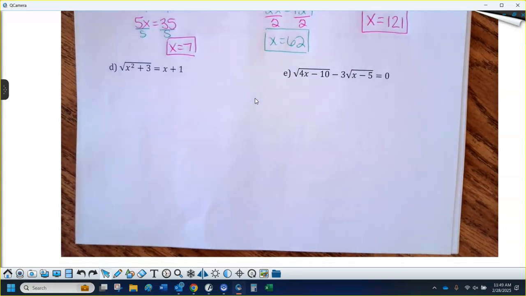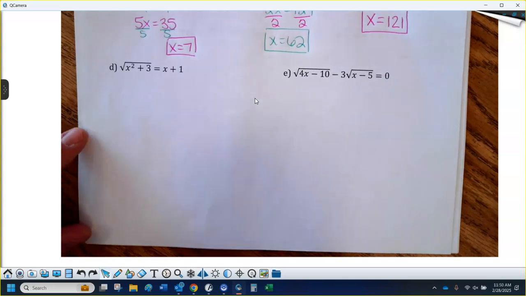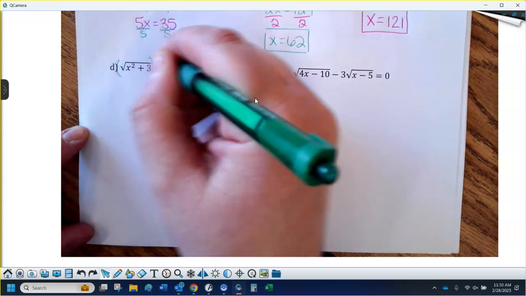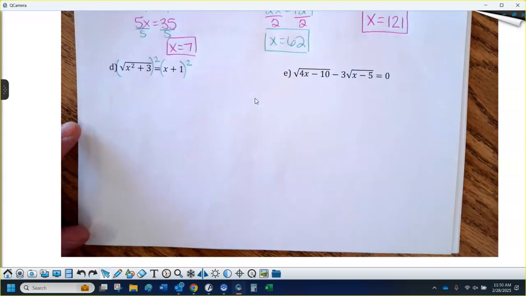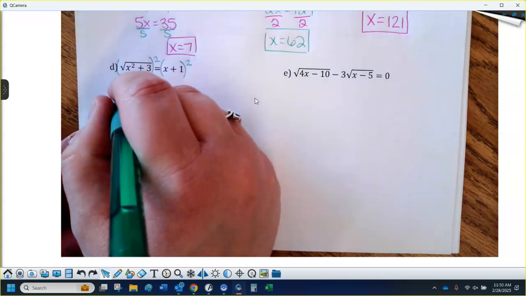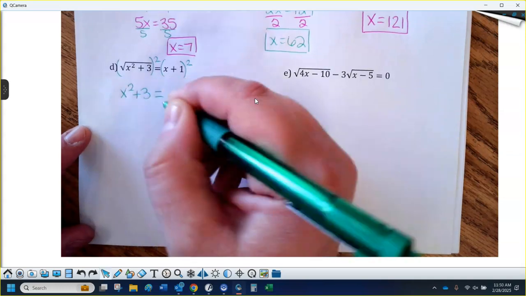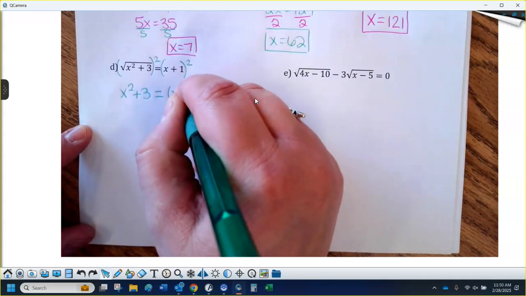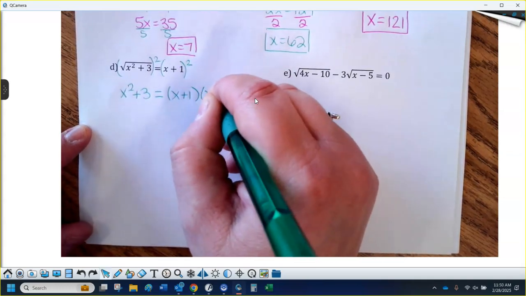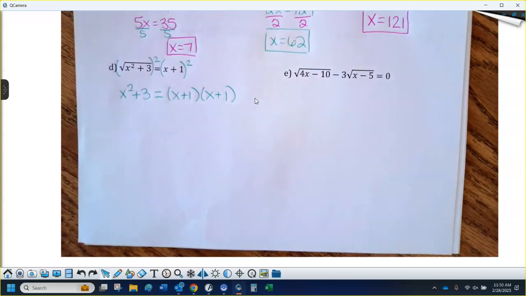So on letter D, my radical is already by itself, so I don't have to do any steps to isolate that radical. But what happens here, if I'm going to cancel that square root out, I'm going to square both sides, and square root and squared just cancel each other out here on the left. So this would just be x squared plus 3. The problem is, on the other side, you don't want to forget this. Do not distribute that exponent to the 2 terms inside the parentheses. So I have x plus 1 squared.